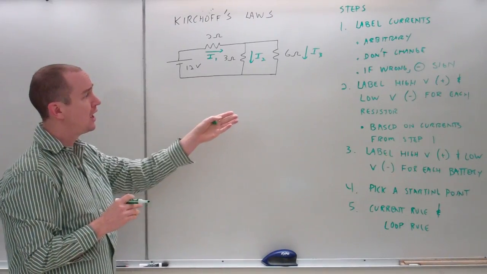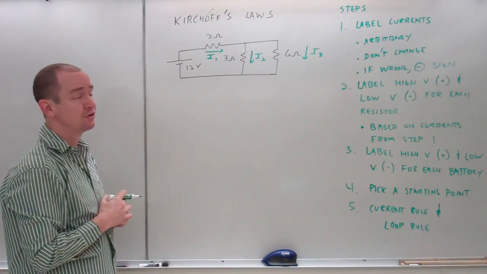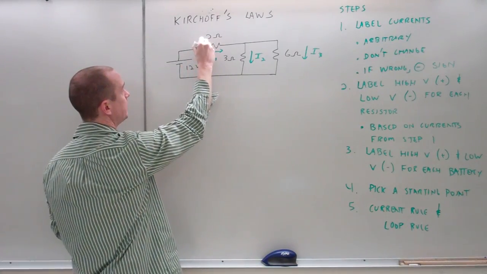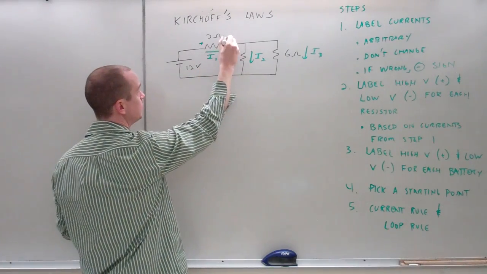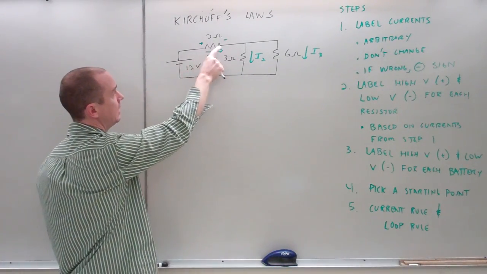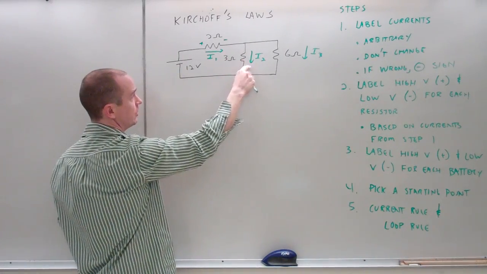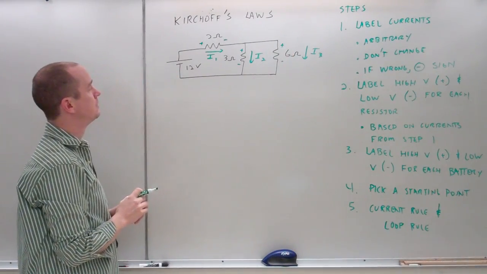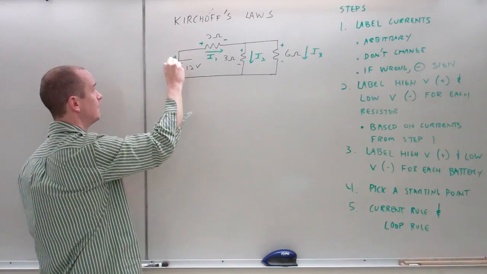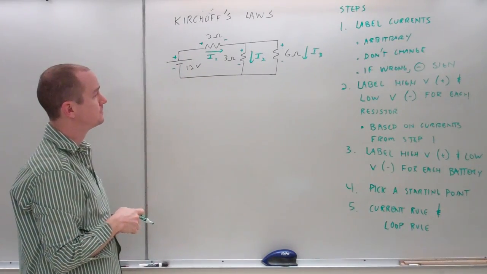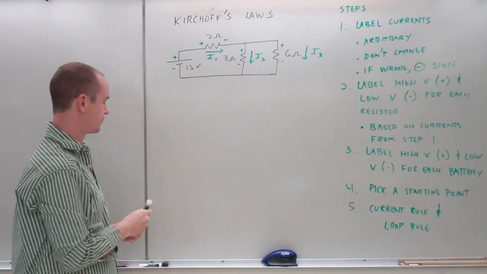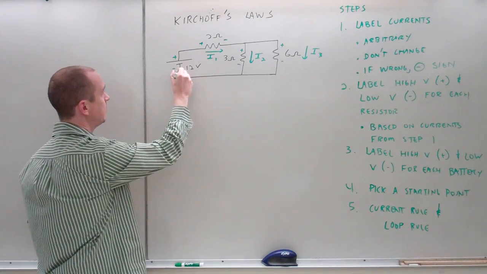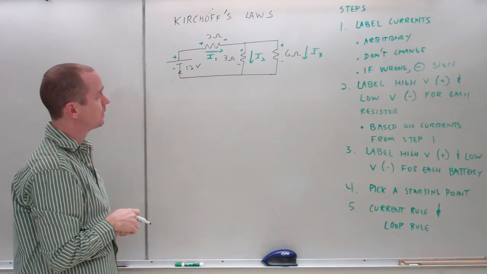Alright, now I need to label high and low voltage for each battery and each resistor. Well, for this resistor, this part would be high potential, and as I move across it, I would lose potential. That must be high and that must be low. Given the direction of this current, this must be high and this must be low. This must be high and this must be low. For my battery, the long part is the positive part. Okay, that seems reasonable. I'm going to pick a starting point in which to solve my circuit. I'm going to pick just behind this battery. Okay, let's see what we can do.